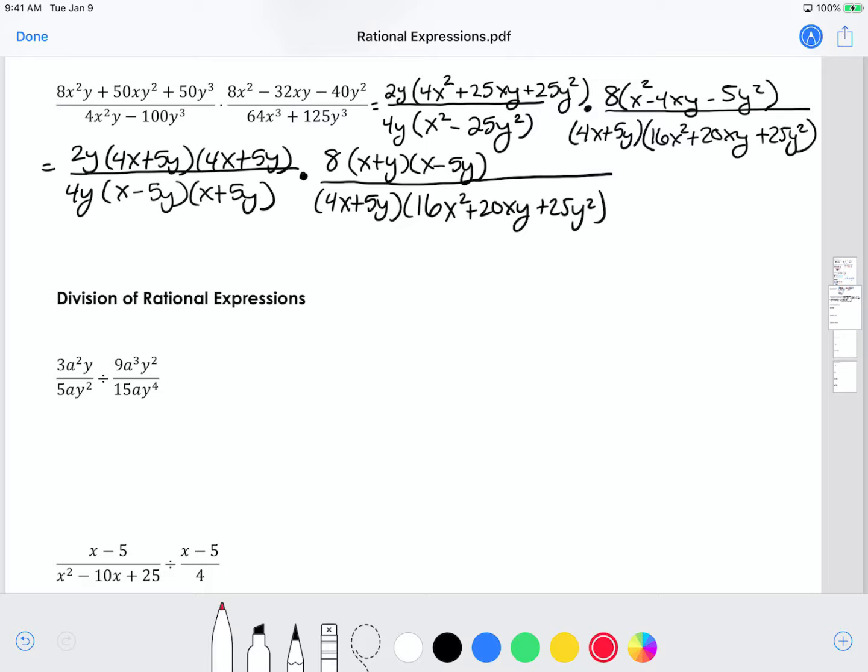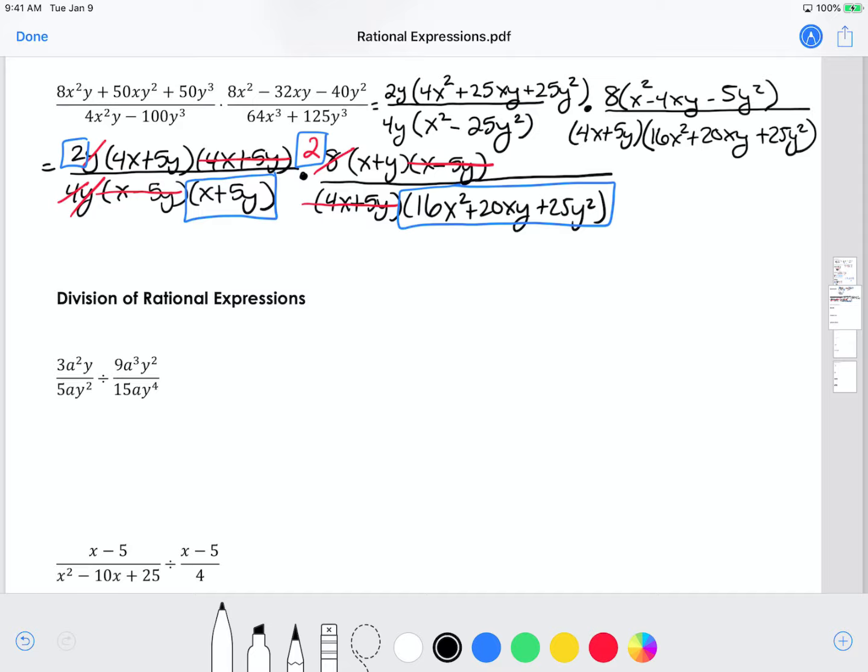I see that there is a 4x plus 5 in common. I can cross that off. There is an x minus 5 in common on the top and the bottom. We can cross that off. And there is a y in common. I can cross that off. And then I can cross the 4 and the 8 off, and the 8 over 4, I can rewrite as just a 2 in the numerator. So what we have left over after crossing off everything that they have in common, I have this 2 left, I have the x plus 5y left, and this factor here left.